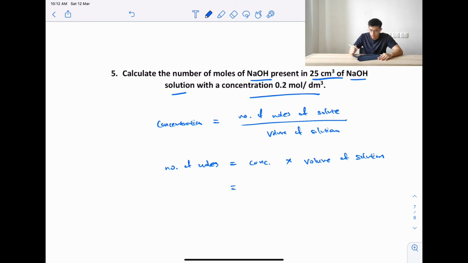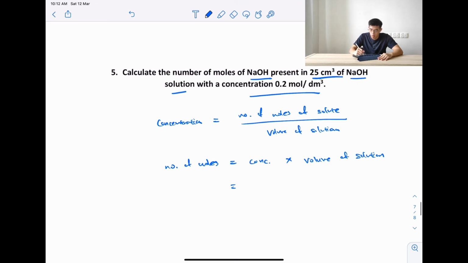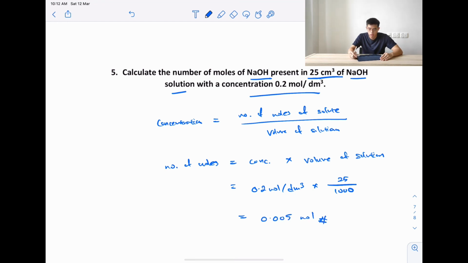So in this case, the concentration is 0.2 mole per dm³, times the volume of solution, here 25 cm³ of sodium hydroxide. So we need to change it to dm³. For 25 cm³, we need to divide it by 1000. So in this case, we'll get 0.005 mole. So the number of moles of sodium hydroxide present in 25 cm³ of NaOH solution will be 0.005 mole.